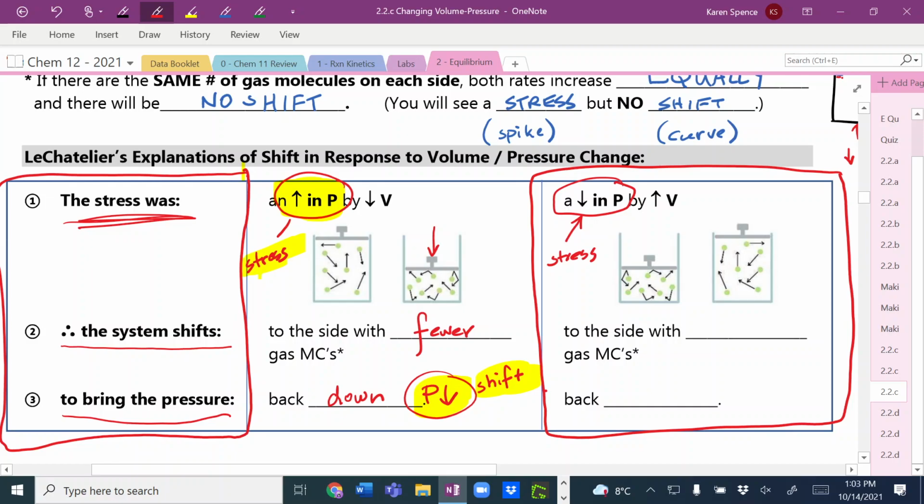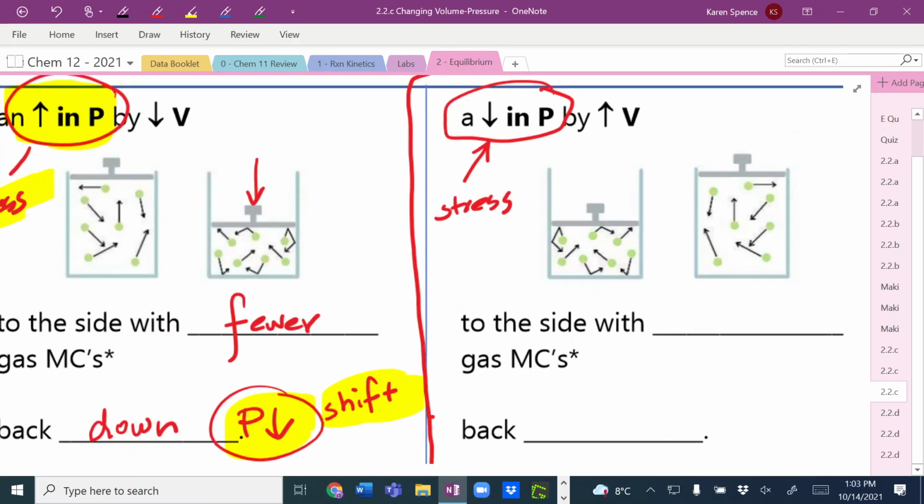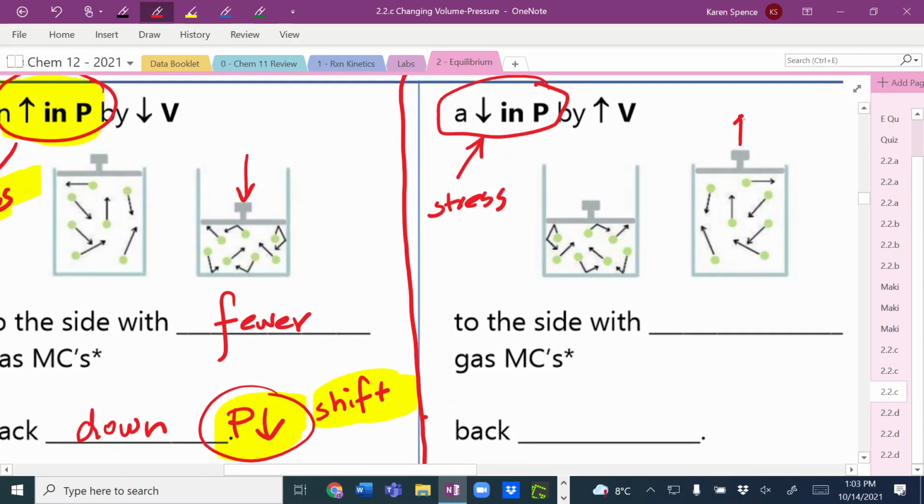And you can see here we have increased our volume. What's happening to our pressure? Yes, the pressure right now has decreased, but we want it to go back up. And if we want it to go back up, we have to shift to the side with more gas molecules.